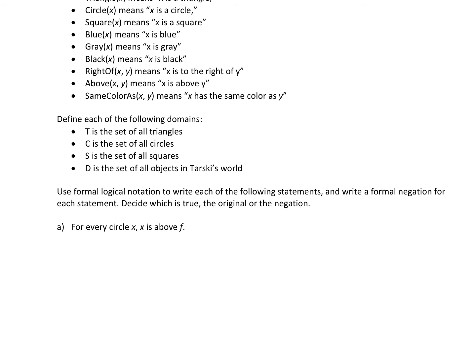For every circle x, x is above f. So first we're just going to write it formally and then we'll decide whether or not it's true. For every circle x, so I would say for all x in C, x is above f. So we would use the predicate above, and x is above f. So like that. Now f is a particular object in the picture.